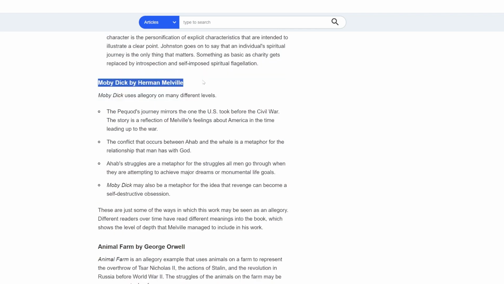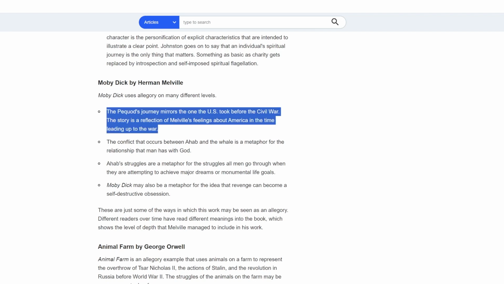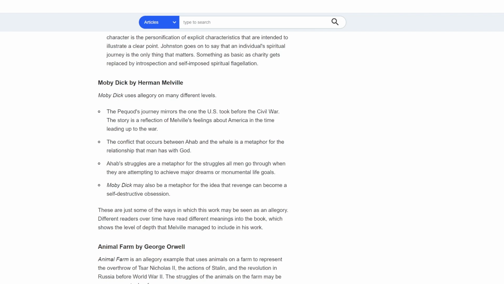Moby Dick, this is another one. Herman Melville. I read this forever ago. But Moby Dick is one of those stories that a lot of people read because it is a very clear allegory in a number of different ways. Stuff that's not going to be necessarily on the nose is going to be obvious.